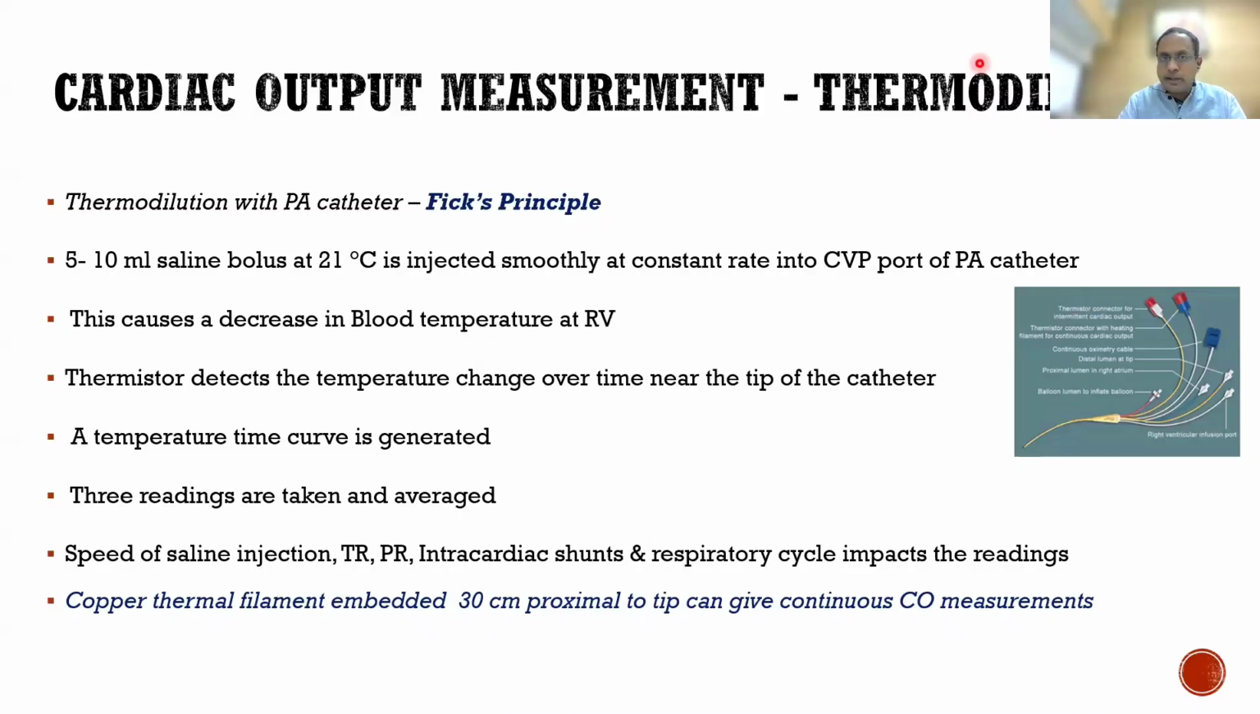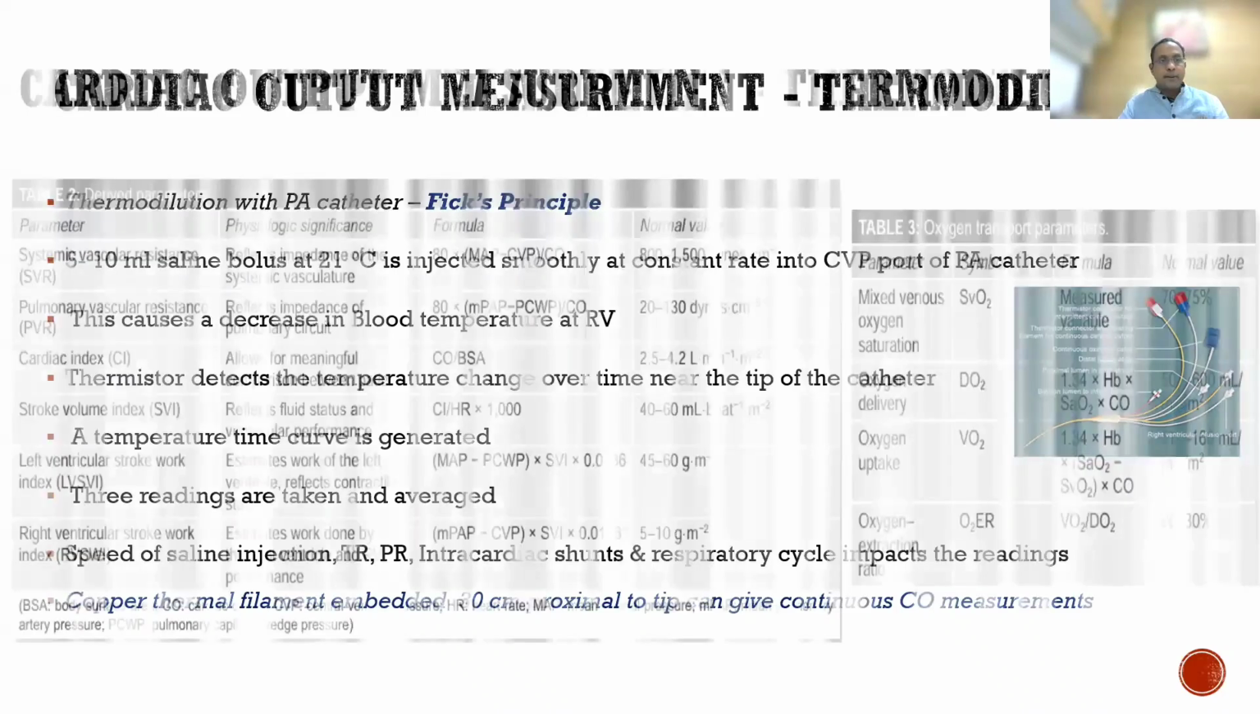So it is done with the PA catheter. These days this is very limited; we don't use it. The thermistor detects the change in temperature near the pulmonary artery after infusing 5 to 10 ml of saline at 21 degrees Celsius into the CVP line. This change in temperature is plotted, and we get a cardiac output by event.